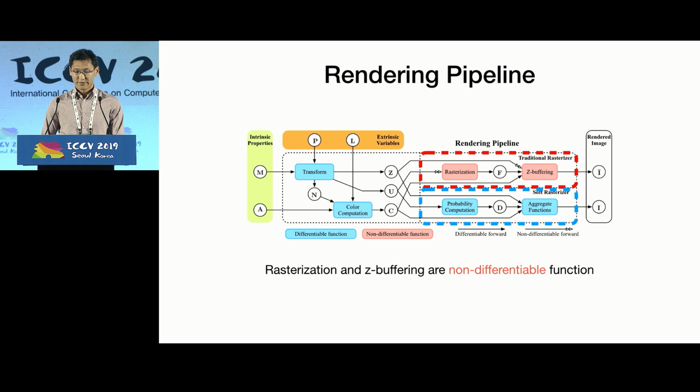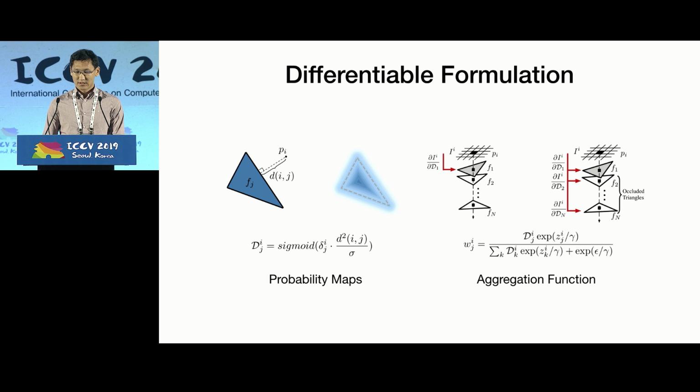Rasterization can be viewed as binary masking that is determined by the relative position between pixels and triangles. We model this binary masking with a continuous probability map so that the rendered pixel can be related to the mesh vertices in a differentiable way. Z-buffering merges the results of rasterization in a one-hot manner. We further model it as an aggregate function based on softmax. By adjusting two hyperparameters, we can achieve various rendering effects, including that of a standard graphics renderer.